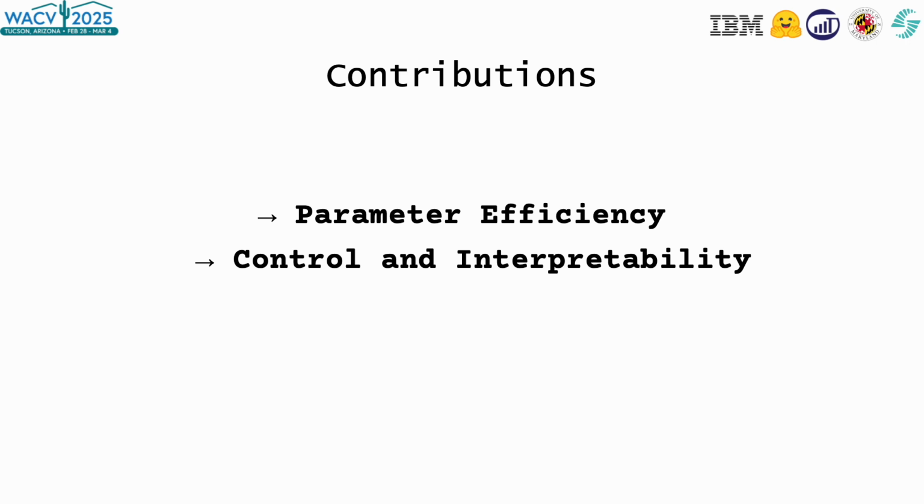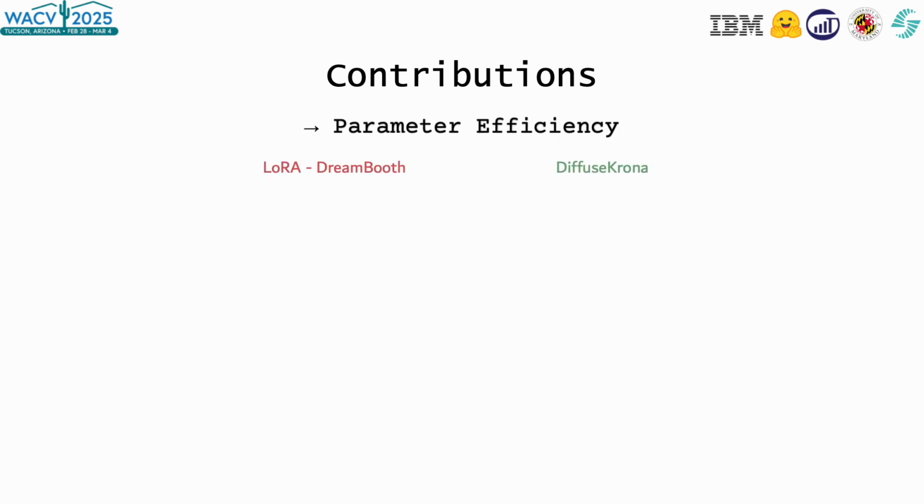Let's move to the key contributions of our paper. Our work primarily focuses on high parameter efficiency, finer control over parameters, and interpretability. Parameter efficiency is a critical aspect of modern machine learning. It refers to the ability of a model to achieve high performance with fewer parameters. This not only reduces the computational resources required, but also makes the models more accessible and easier to deploy.